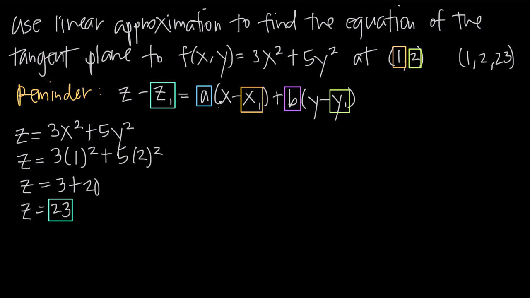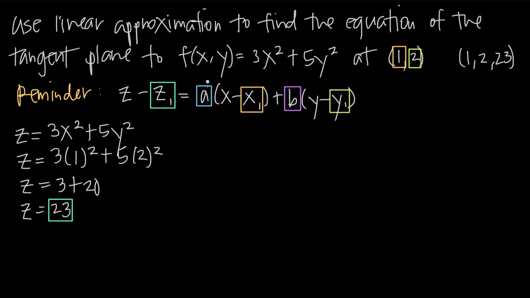And a is just the slope of the tangent plane in the x direction. We know that because a is multiplied by this x value here. So a is the slope in the x direction. B is the slope in the y direction because b is multiplied by this y value here. So how do we find a and b?